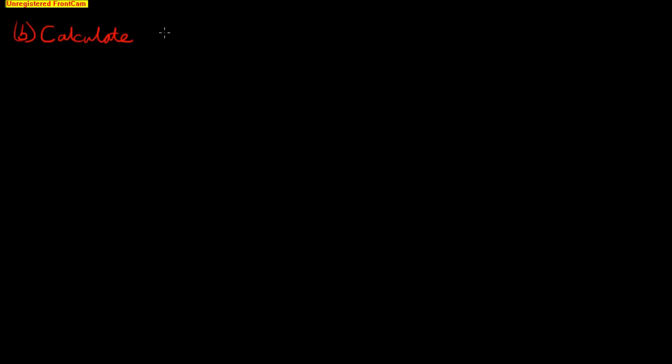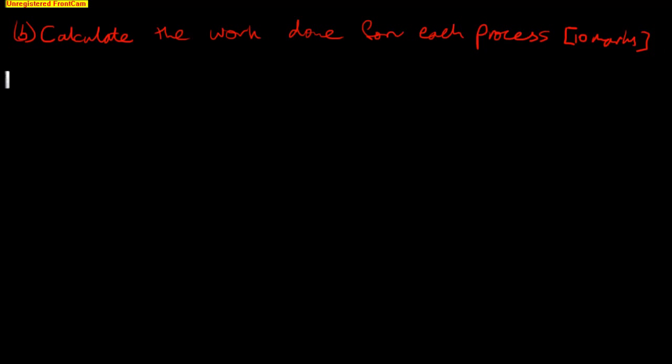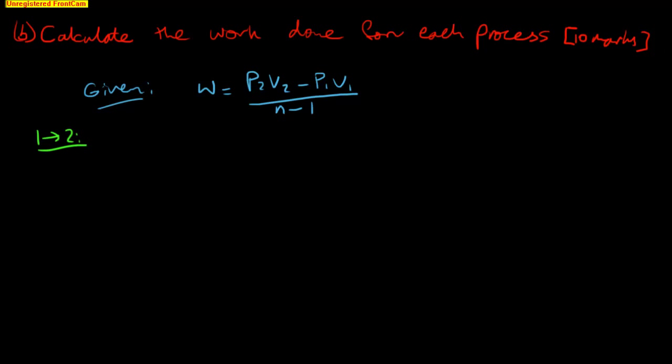Okay, so in B, we're asked to calculate the work done for each process. And this is worth 10 marks. Okay, so we're given the equation work is equal to P2V2 minus P1V1 over n minus 1. N being our exponent. So for process 1 to 2, we know each of these points, so we just fill them out in our SI units.